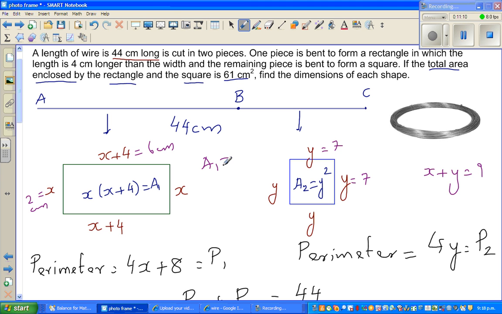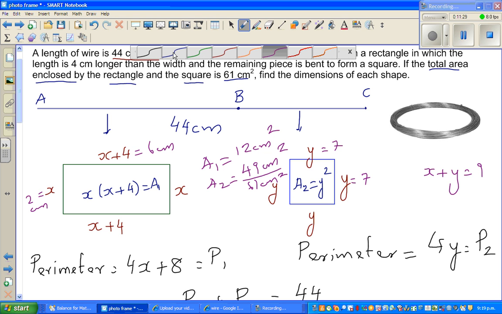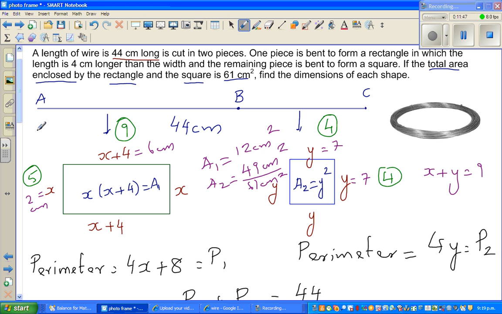So area A1 would be 12 centimeters squared, and A2 would be 7 times 7 is 49 centimeters squared, which totals 61 centimeters squared. So that's fine. Let me use a different color, let me use green. So if x is 5, so 5 plus 4 is 9. And if x is 5, y would be 4. So this is 4 and 4. What is A1? A1 is 9 times 5 is 45 centimeters squared. And A2 would be 4 times 4 is 16 centimeters squared. That will also give you 61 centimeters squared.